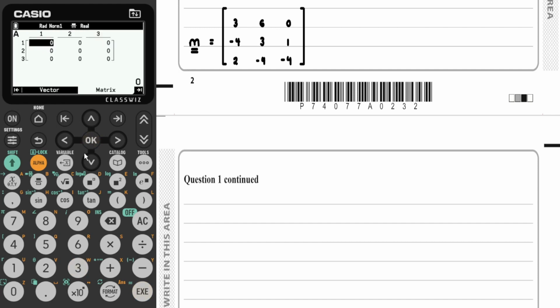Let's input this. We have 3, 6, 0, negative 4, 3, 1, 2, negative 4, negative 4.